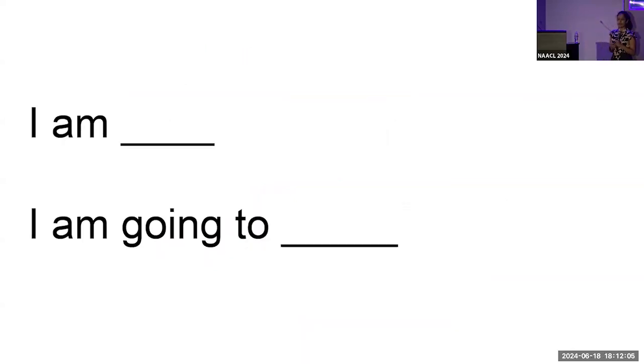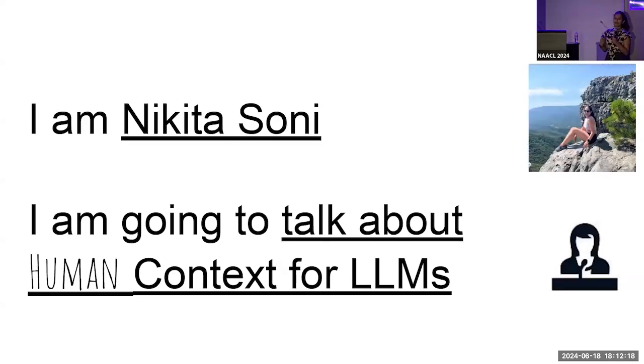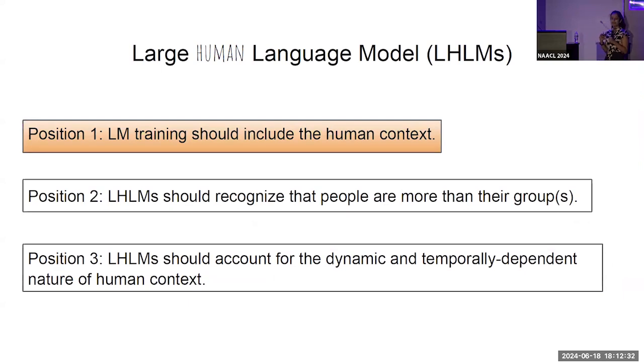For example, right now, in my context, if you know that I'm a PhD student at a presentation podium in a conference, and that I'm extroverted or enthusiastic, and that my origins are from India, the probability of saying I am Nikita will be much higher than saying I am Emily. Similarly, the probability of saying I am going to talk about human context for LLMs is going to be much higher than saying I'm going on a hike. Thus, a speaker's language is highly dependent on their states, traits, personal, social, situational, and environmental attributes. This brings us to our first position that LM training should include the human context.